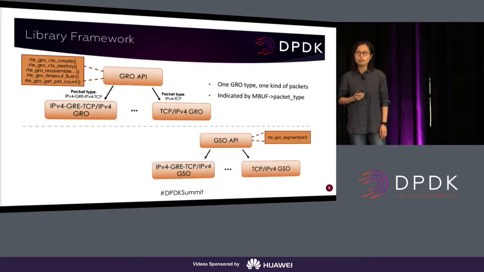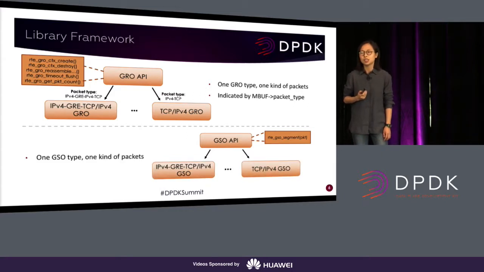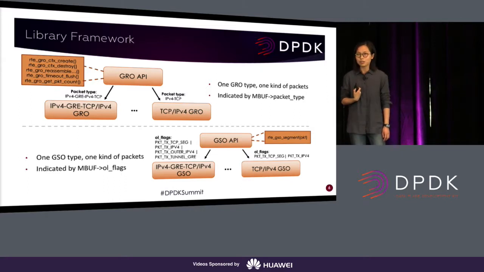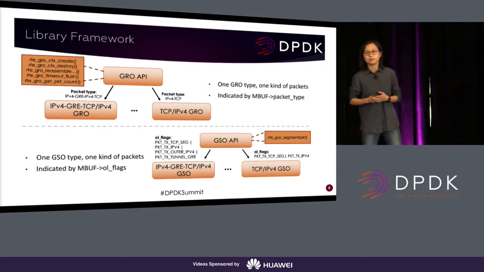And for GSO, we only have one external function, but we also have many GSO types internally. One GSO type only processes one kind of packets, and the input packets are passed to different GSO types by the OL flag field above.